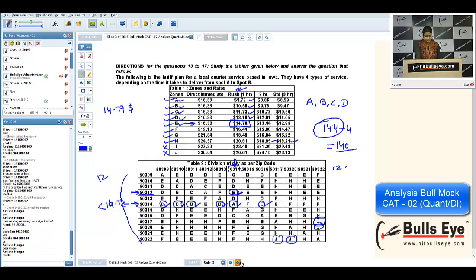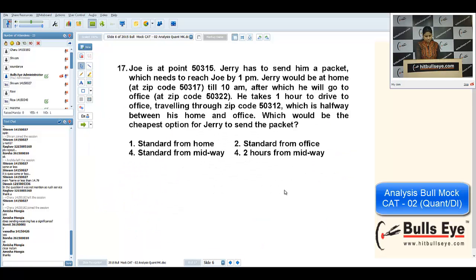Okay. Now come to the 17th question. Joe is at point 5315. Jerry has to send him a packet which needs to reach Joe by 1 p.m. Jerry would be at home at zip code 5317 till 10 a.m., after which he'll go to office at zip code 5322.